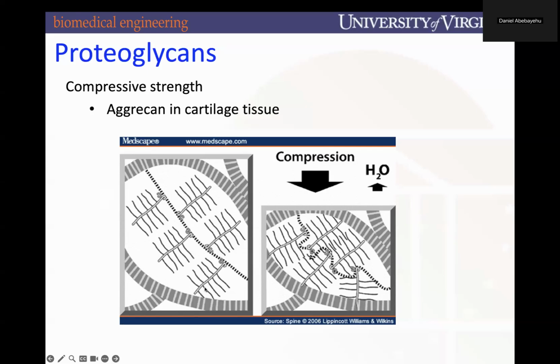And so when there is compression, we see all of this aggrecan being brought in close together, with high negative charge and high repulsion, as well as water being physically forced out by compression, creating a high osmotic pressure for water to go back into this tissue. Those two things, the high negative charge and the high osmotic pressure, enable this tissue to resist compression and get back to its normal condition.